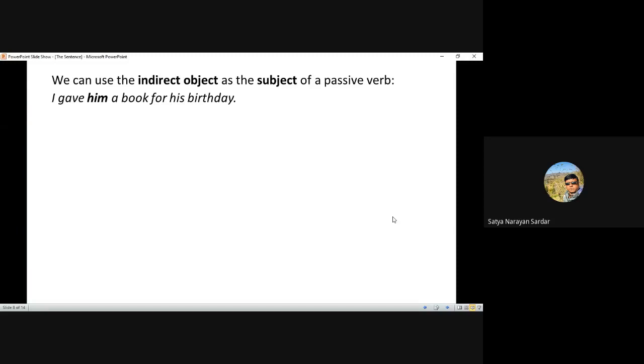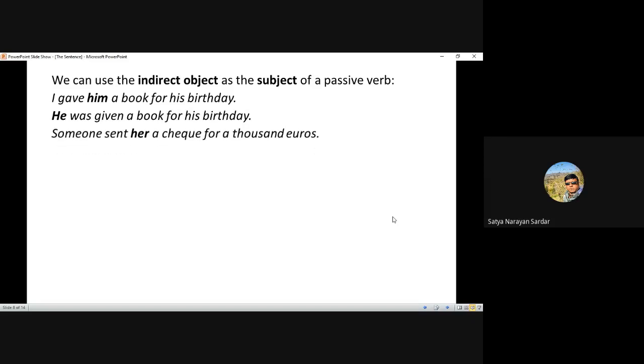We can use the indirect object as the subject of a passive verb. He was given a book for his birthday. Also, it could be answered like, a book was given to him for his birthday. Someone sent her a check for 1,000 euros. She was sent a check for 1,000 euros.